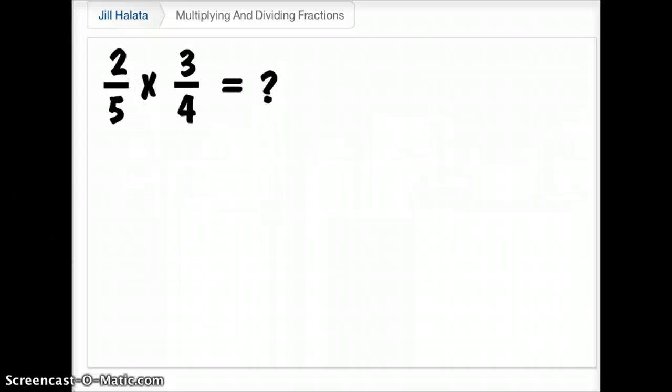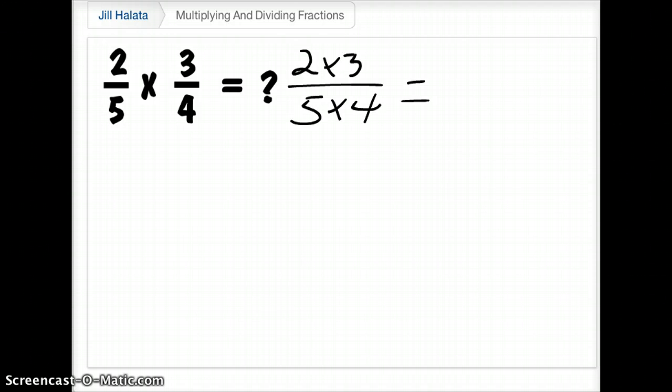All right, one more. So 2 times 3 over 5 times 4. 2 times 3 is 6. 5 times 4 is 20. Oh, they're both even, so I can divide them.